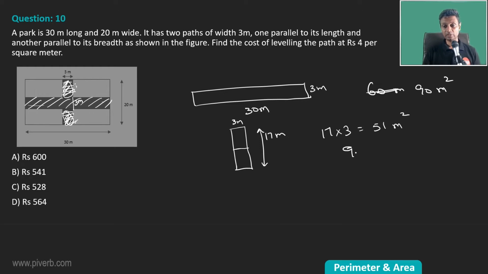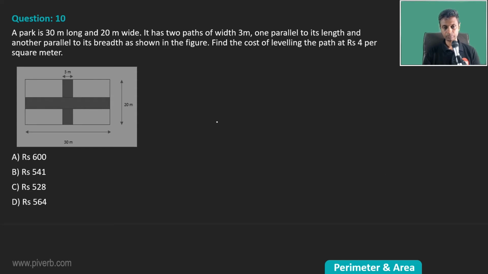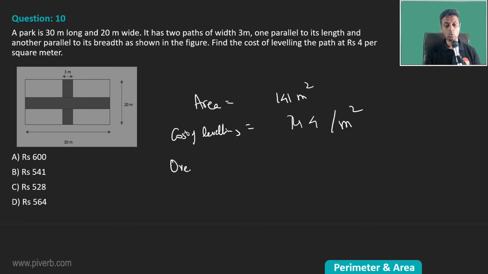The total area is 90 plus 51, which is 141 meters square. The cost of leveling the path is rupees 4 per meter square. Area is 141 meters square. Cost of leveling is rupees 4 per meter square. Overall cost of leveling the whole thing is 141 into 4, 564 rupees.